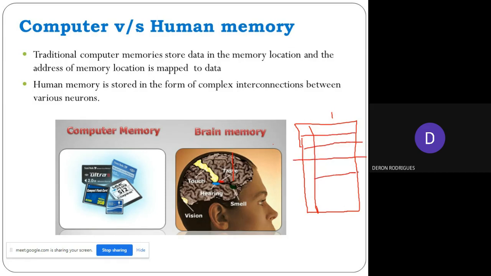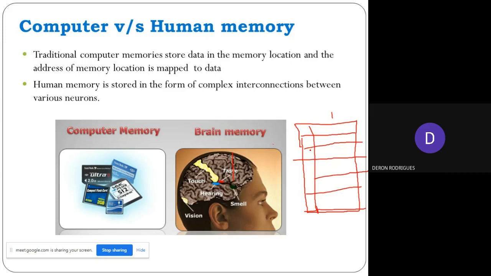And at that particular memory address you will be storing some data, right? So basically the first memory location, what is stored, the second memory location, what is stored, third memory location, like that we have the computer memory. And whenever I want to read from a particular location, I have to go to that address and read it. But this is not the case in a human memory.